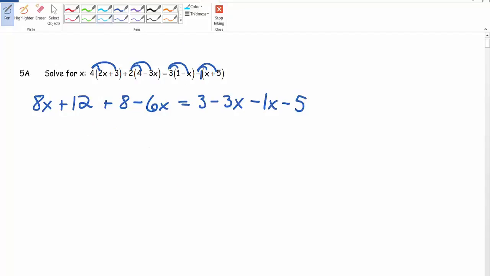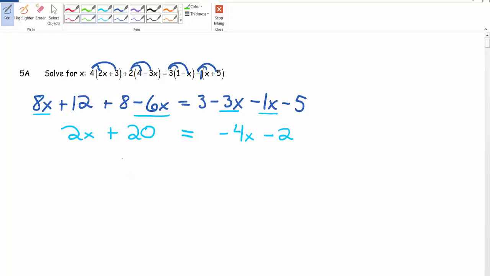And now, generally, we combine like terms on one side first. So just looking at the left side of the equation, we have an 8x and a negative 6x that we can go ahead and combine to give us 2x. And positive 12 and positive 8 to give us positive 20. Again, that's just combining on the left side. On the right side, we end up with negative 3x, being able to combine that with negative 1x to give us a total of negative 4x. Likewise, we have positive 3 minus 5 to give us negative 2. So we've gone ahead and combined our like terms on each side there.